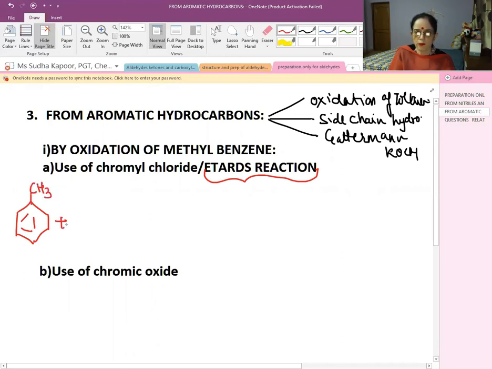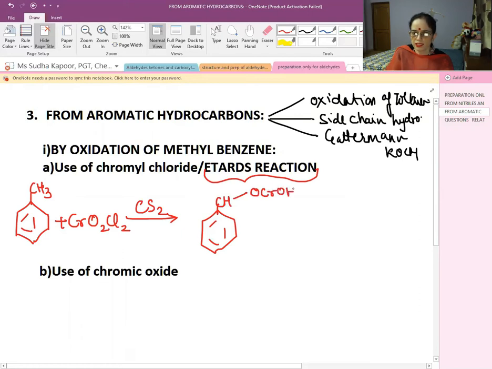Now we are adding chromyl chloride to it, CrO2Cl2, it is chromyl chloride. The medium is kept as CS2, carbon disulfide, or we can also use CCl4 here. Then what we get is an intermediate CH(OCrOHCl2)2, with OCrOHCl2 on both sides. Now following it with the acidic hydrolysis, that is H3O+ is added, and what we get as the end product is benzaldehyde or aromatic aldehyde.